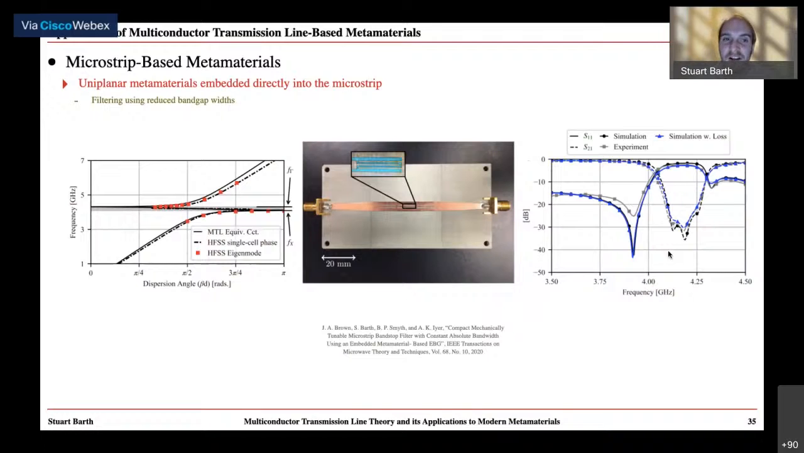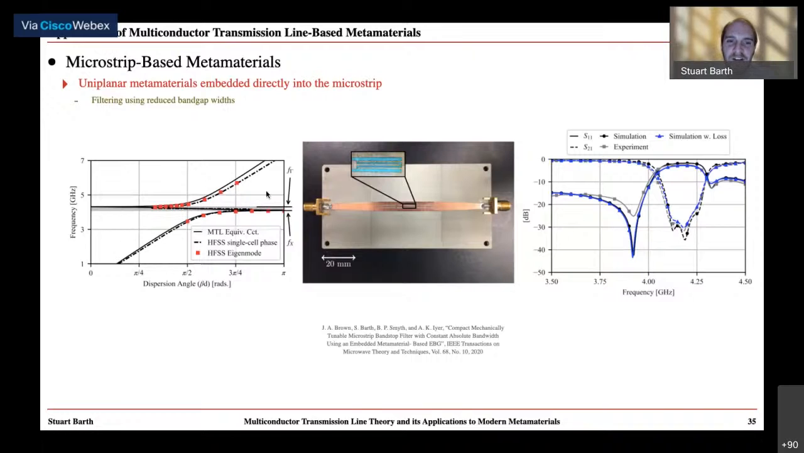Another one of my colleagues showed that we could use this technology to implement uniplanar microstrip filters. So we showed that we could create a very, very small bandgap in terms of frequency through some design of this metamaterial bandgap structure.